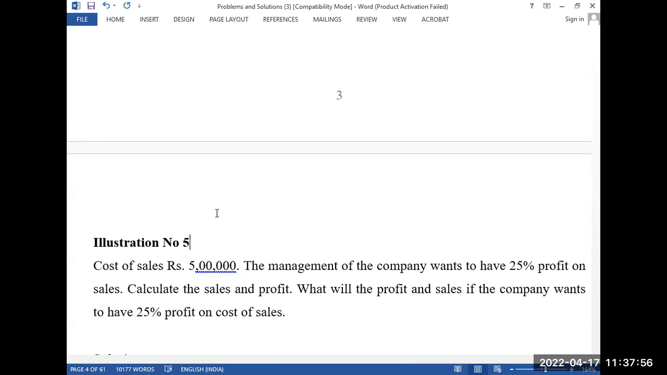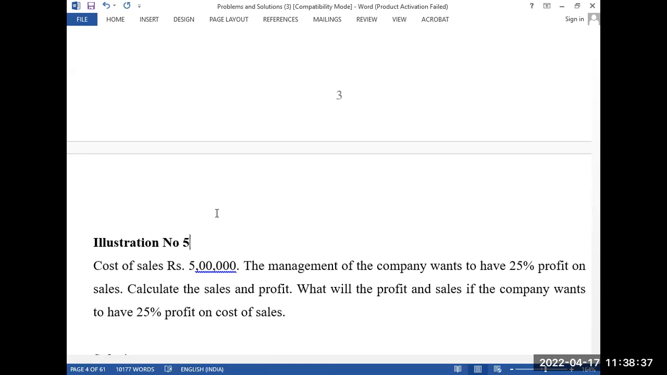Now my company is expecting 25% on sales as profit. If I sell one product for 100 rupees, what should be my profit? 25 rupees. If that is the case, what is my cost? 125 rupees. How did you get 125? It's 75 only. See, simple logic. Cost plus profit is equal to sales. Sales is equal to 100. Profit is equal to 25. Then cost should be 75 only.